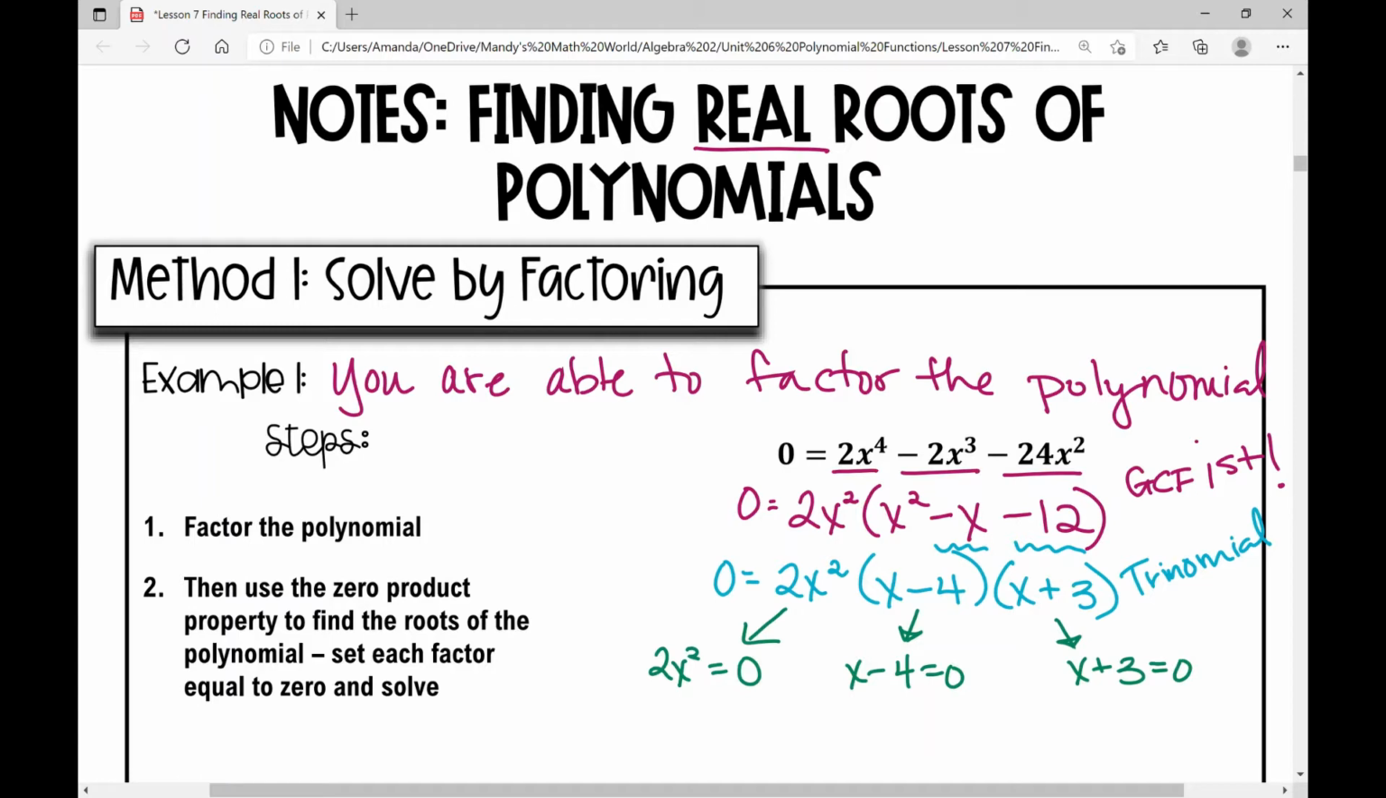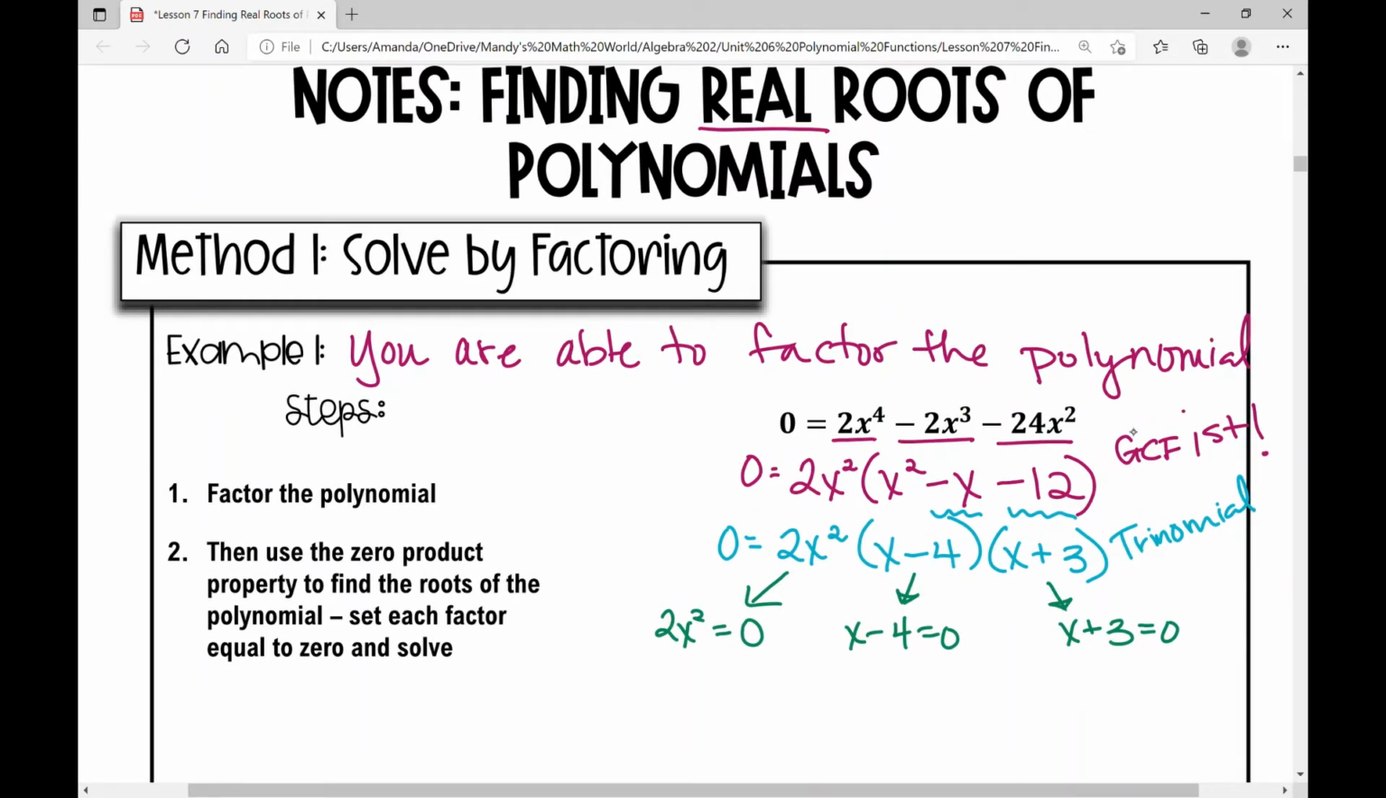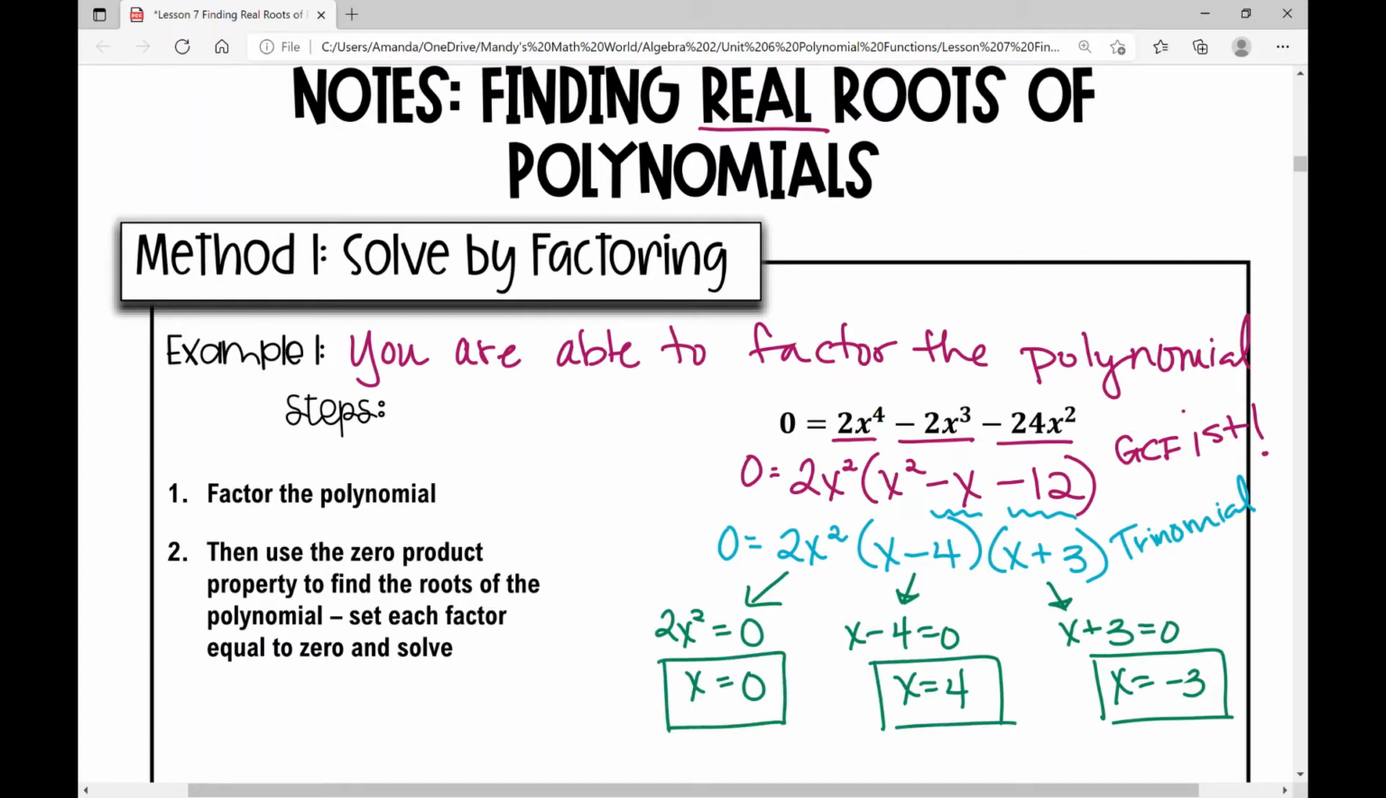And when I solve each one, I get x squared equals 0 right here, which is just x equals 0. When I solve this second one, I get x equals 4. When I solve this third one, I get x equals negative 3. So these are the three real roots of the polynomial.